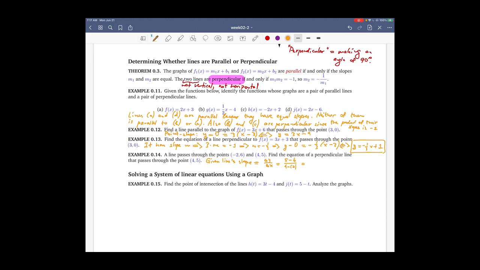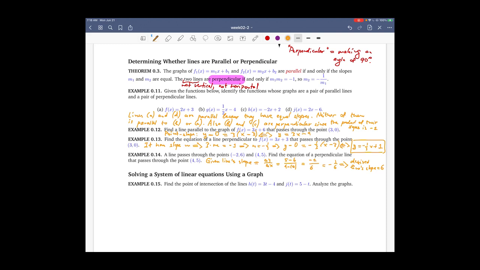That is negative 1 over 4 minus negative 2, which is 6, so negative 1 over 6. Therefore, the desired line's slope is 6, right? The slopes of the two lines must multiply to negative 1. 6 times negative 1 over 6 is negative 1.